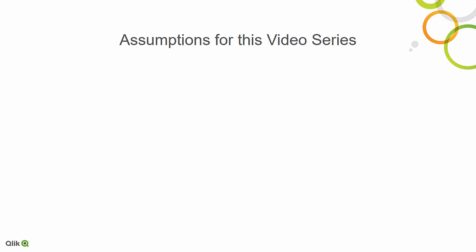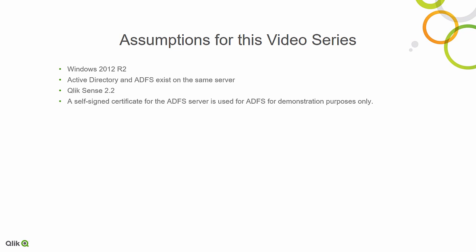Some assumptions for this video series: we're using Windows 2012 R2. We're using Active Directory and ADFS existing on the same server. We're using Qlik Sense 2.2. A self-signed certificate for the ADFS server is used for demonstration purposes only. You may have a trusted certificate, that's okay. And Qlik Sense is using a self-signed certificate for demonstration purposes only. And if you have a trusted certificate for Qlik Sense, that is okay too. Now let's get started.